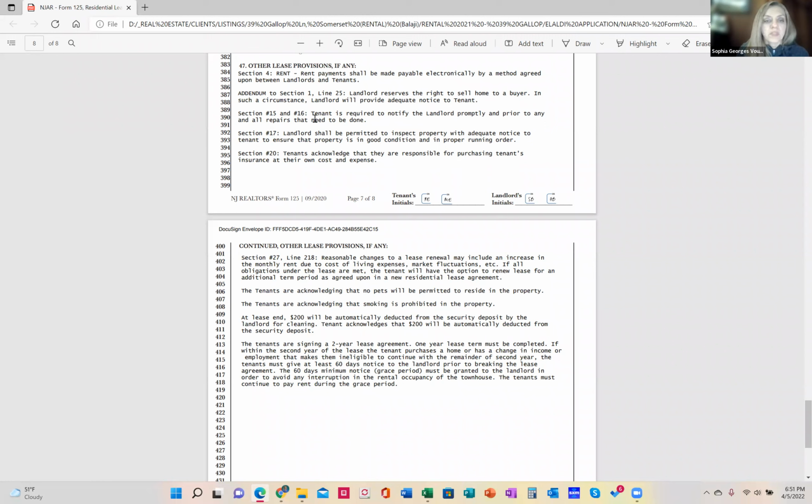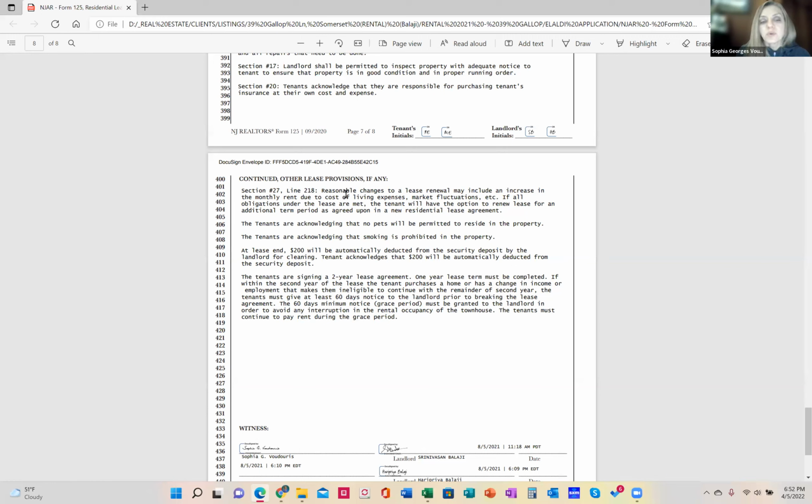It says, tenant is required to notify the landlord promptly if there are any repairs needed. My landlord asked for that because if something happened, they want to be told immediately so they can fix it so that the problem doesn't cause further problems. The landlord shall be permitted to inspect the property with adequate notice to ensure it's in good condition. And tenants acknowledge that they're responsible for purchasing tenant's insurance. See, this is all in there, but my landlord wanted me to reiterate those points in here, which is why I did that.